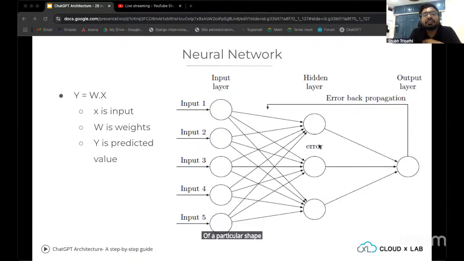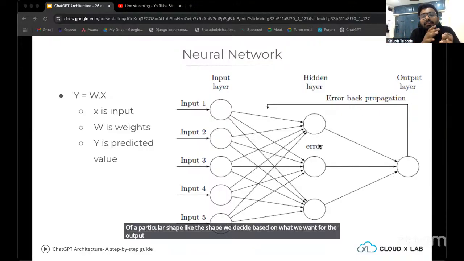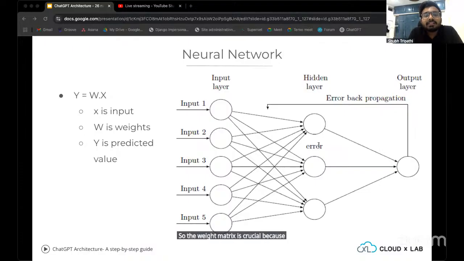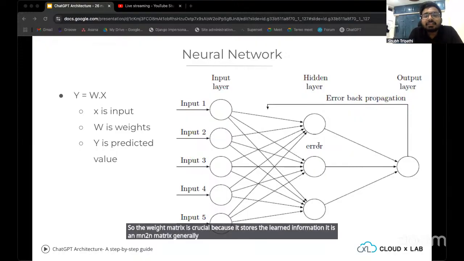We decide the shape based on what we want for the output and based on the input shape. The weight matrix is crucial because it stores the learned information. It is generally an M by N matrix, where each value represents a knob that controls how much influence a particular input has on the output. So that's the whole part about the weight matrix.